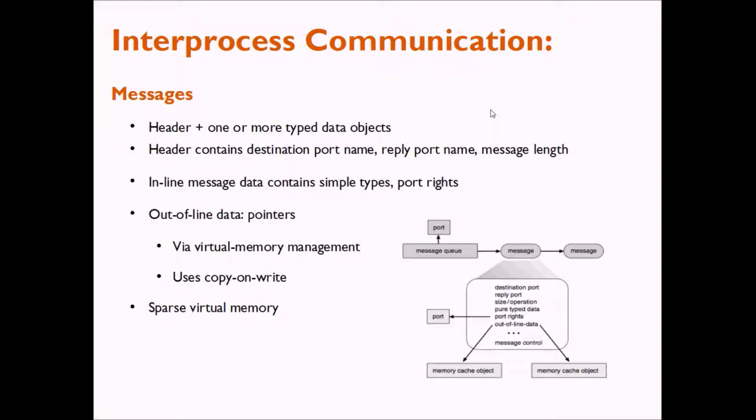Inter-process communication using messages: a message header plus one or more data objects are used. The header contains the destination port name, reply port name, and message length. Inline message data contains simple types and port rights. Out-of-line data contains pointers, is handled via virtual memory management, and uses copy-on-write with a sparse virtual memory.